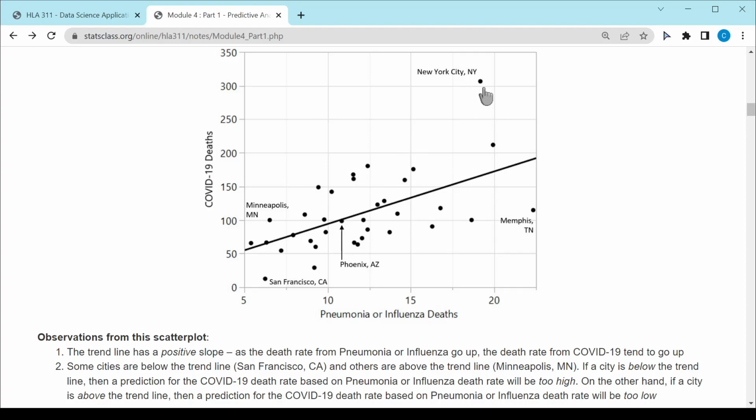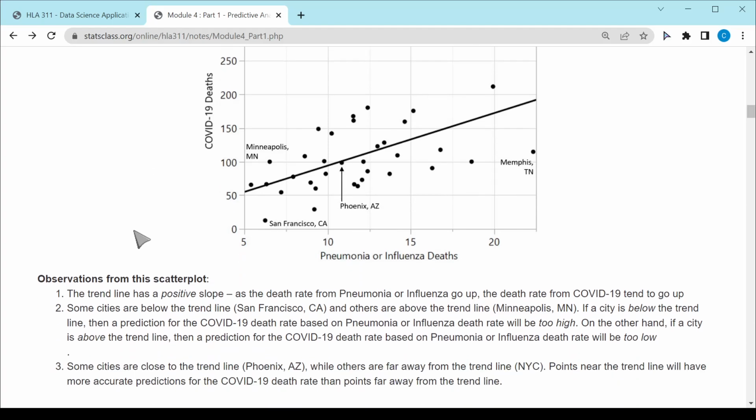New York City here was very high. So their influenza death rate was a little bit short of 20, but their COVID-19 death rate was quite high. And again, when COVID hit the United States, it hit New York City pretty early and pretty fast, just because of the high population density.